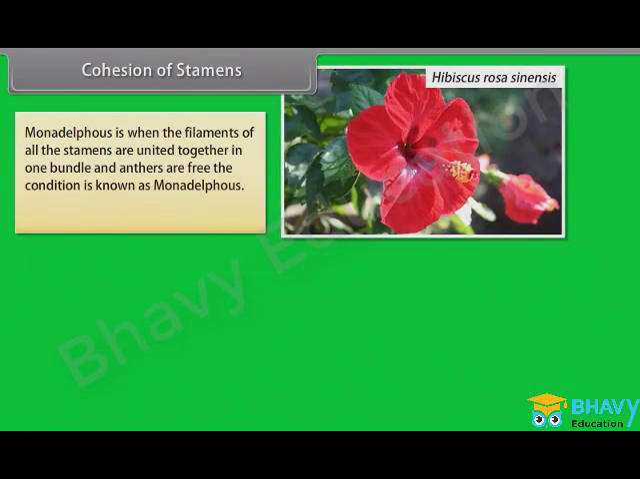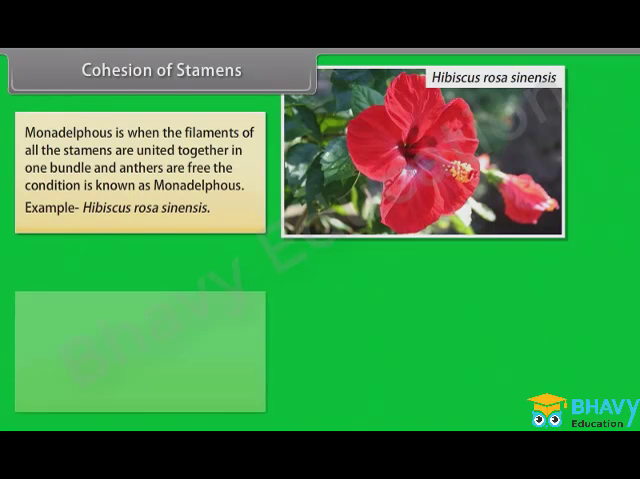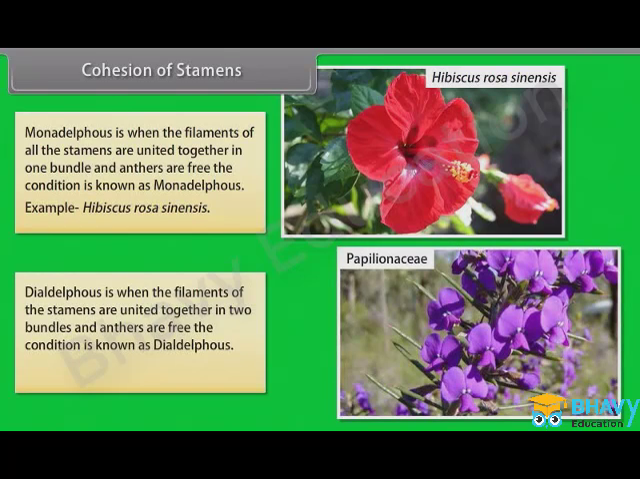Monadelphous is when the filaments of all stamens are united together in one bundle and anthers are free. Example: Hibiscus rosa-sinensis. Diadelphous is when the filaments of the stamens are united together in 2 bundles and anthers are free. Example: Papilionaceae.